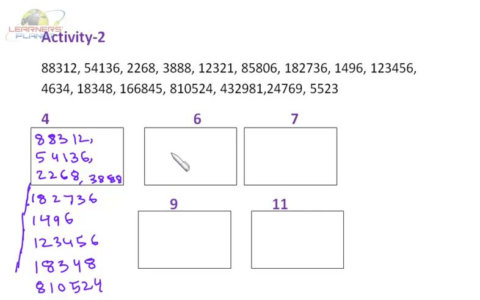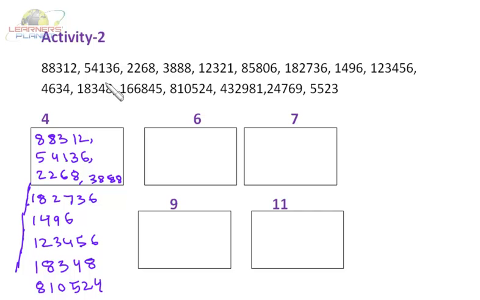Okay, so let's take the first example. First check whether the number is even or not. So yes, the first number is even. That means it is divisible by 2. Now let's check it for 3. Just add up all the digits. 8 plus 8, 16. 16 plus 3, 19. 19 plus 1, 20. 20 plus 2, 22. Now 22 is not a multiple of 3. That means this complete number is not a multiple of 3. So it cannot be a multiple of 6. It is a multiple of 2, but it is not a multiple of 3. So it will not be a multiple of 6.